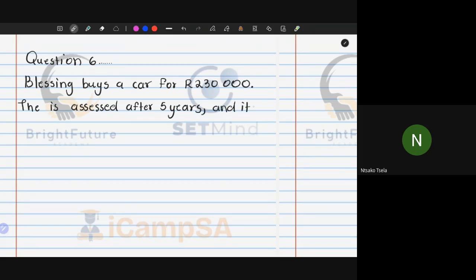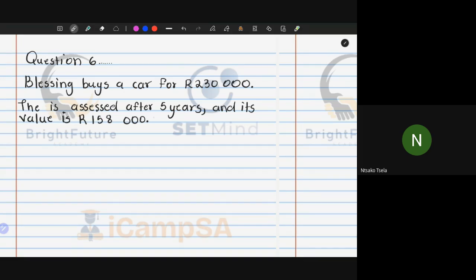And its value, the value of the car, when they assess it, they find out that it is now 138,000 rands. Maybe let's make it 158,000 rands. And its value is, let's put it in so that we work this out. So the value at which it is assessed, it is found that it is now valued at 158,000.